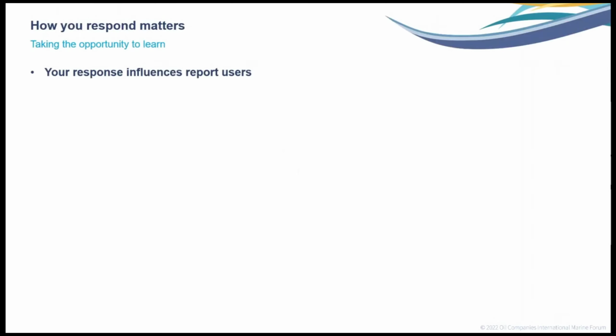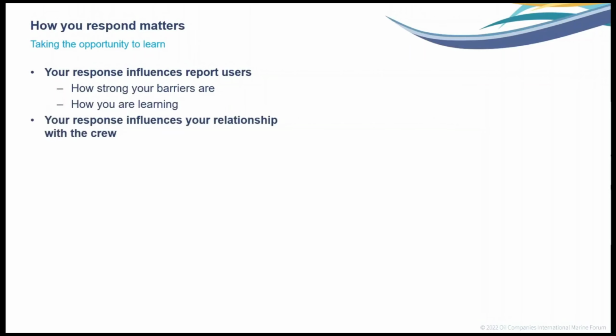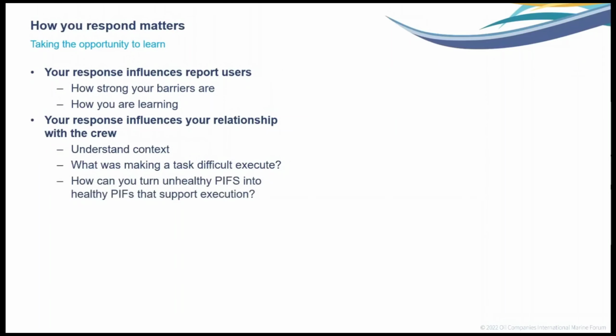How you respond to the observations really matters. You have an opportunity to show how you are strengthening barriers by learning from the information you're getting from the inspection. How you respond to human factor observations influences your relationship with the crew. We need to avoid blame and understand context. What was making a task difficult to execute? How can you turn unhealthy PIFs into healthy PIFs that support execution?